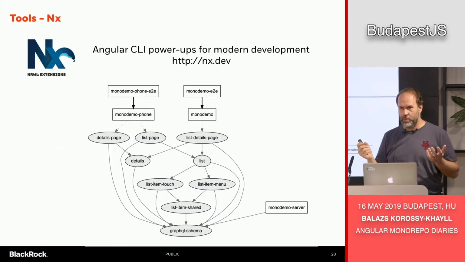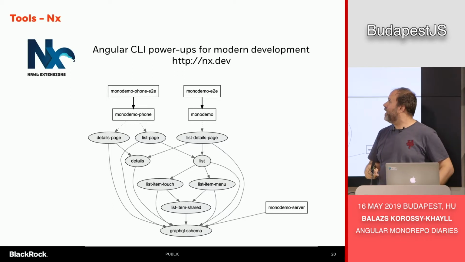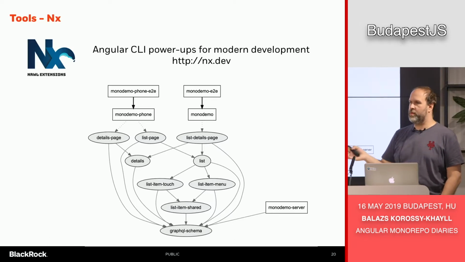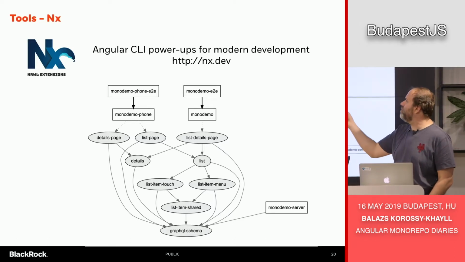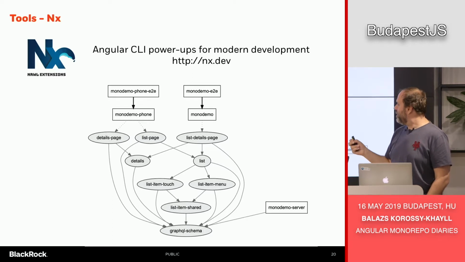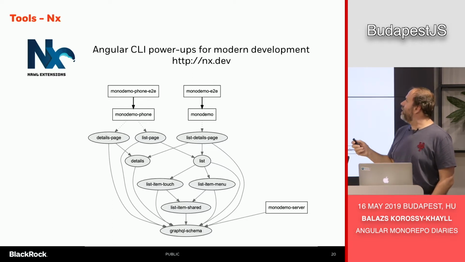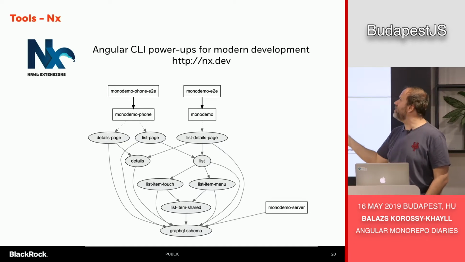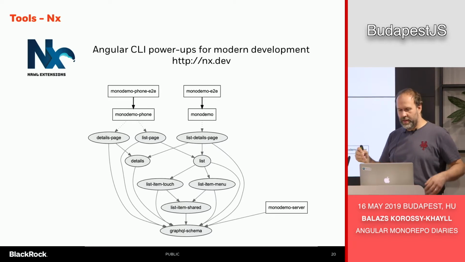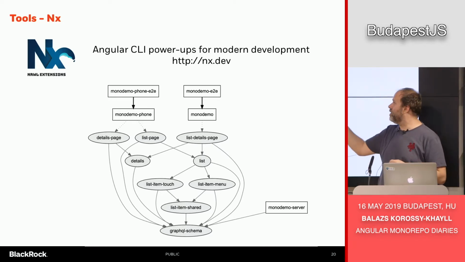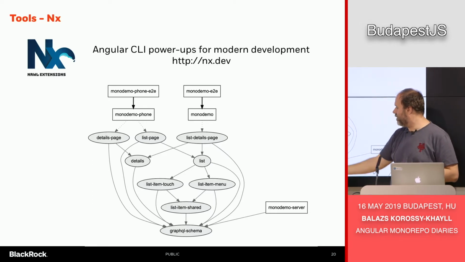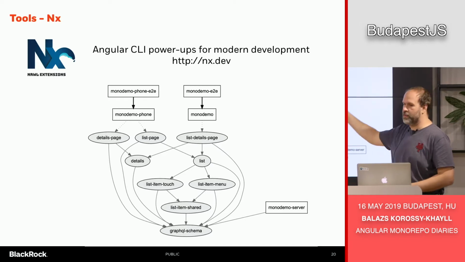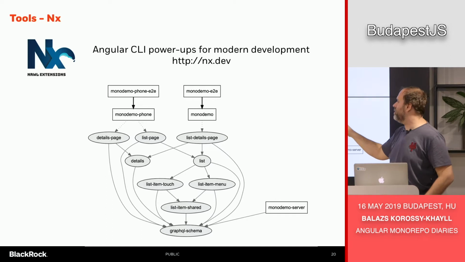So there is a nice tool that can help you with this. It's called NX. It's developed by ex-Google people. They're very nice. I actually met them. And they are developing these tools that sit on top of Angular CLI. They have their own schematics that you can do, and it has a number of benefits. So it can do incremental testing because it figures out the dependencies. So this diagram was actually generated by the tool for the sample application that I did.